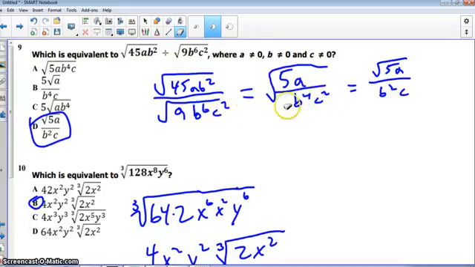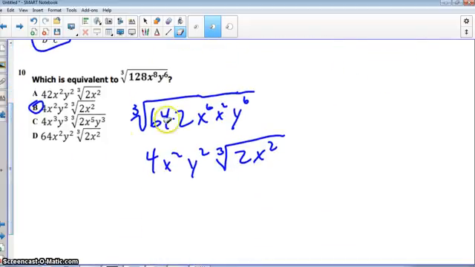And then you simplify the bottom. The square root of b to the 4th is b squared. The square root of c squared is c. So there you go. D is the answer. Number 10.